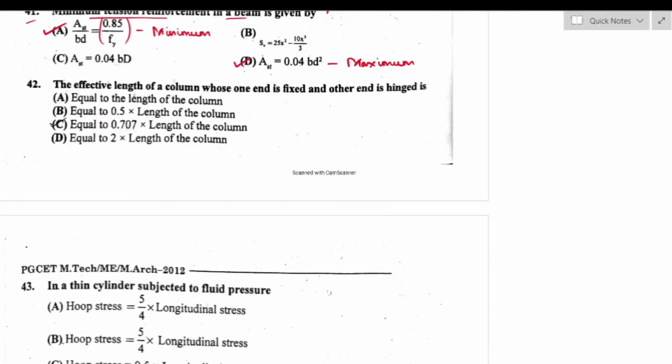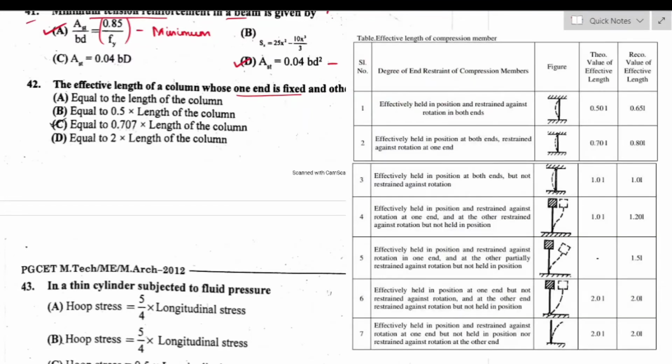Question number 42. The effective length of a column whose one end is fixed and other end is hinged. As per IS 800-2007, the effective length of a column for one end fixed and other end hinged is 0.707 times the length of column. Option C is the right answer.